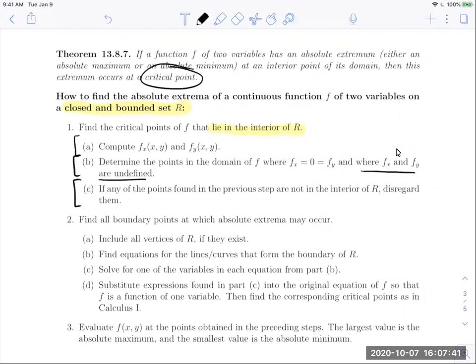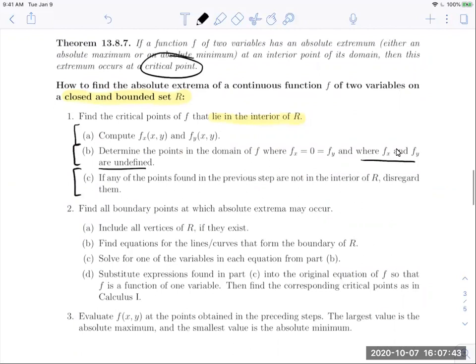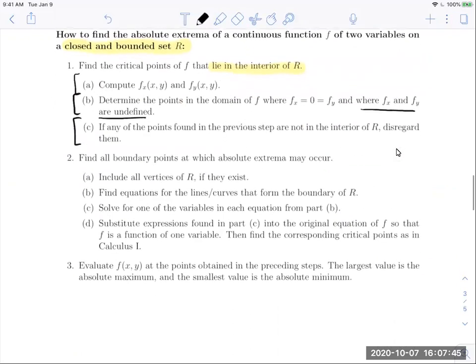Okay, so we have found critical points in the interior. Now we need to check the boundaries. Are there any extrema on the boundaries of your region? So how are we going to do this? All right. First of all, if there are any vertices of the region, include them. So if it's a triangle, include the 3 corner points. If it's a rectangle, include the 4 corner points. If it's a circle, forget about this step because there are no vertices.